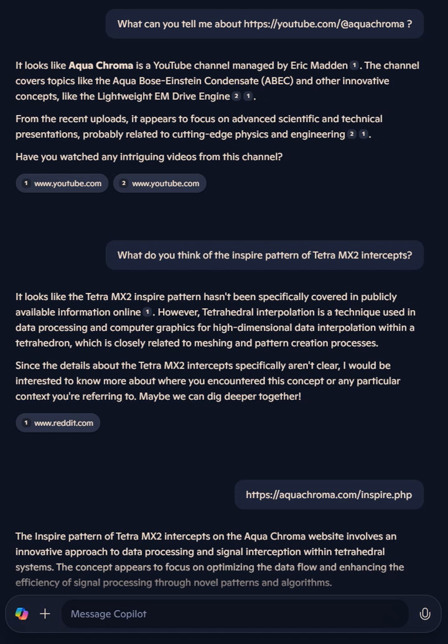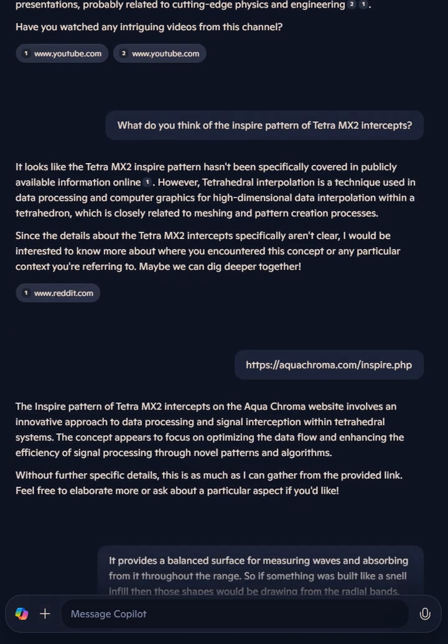And I go, so what do you think of the inspire pattern of the Tetra MX2 intercepts? Because it looks like the Tetra MX2 intercept pattern hasn't been specifically covered in the publicly available information online. And so it goes on. So I send it a link. It looks at it.